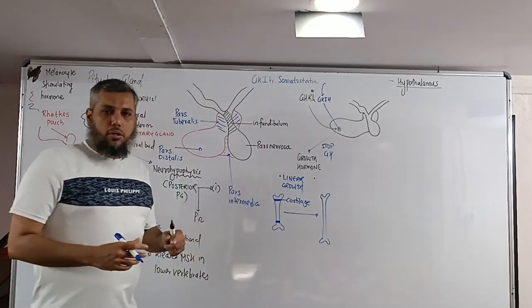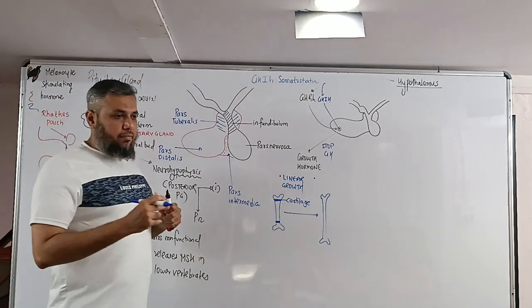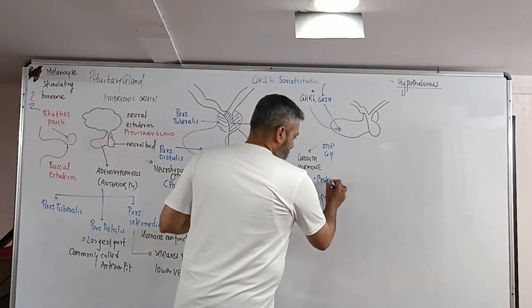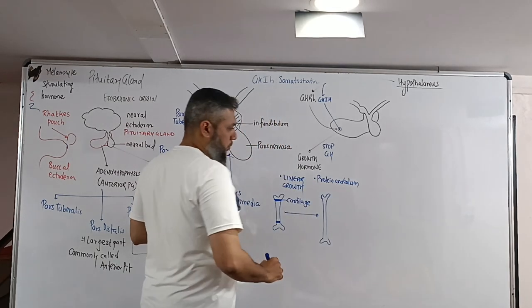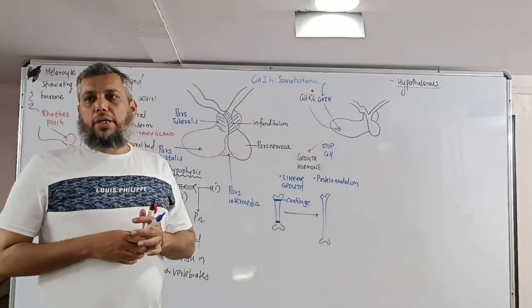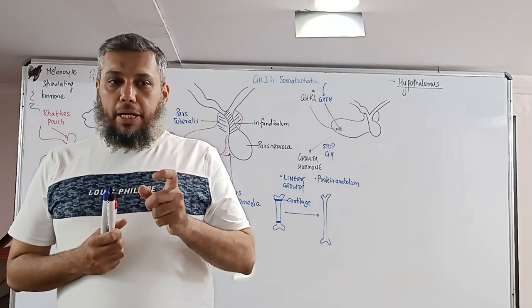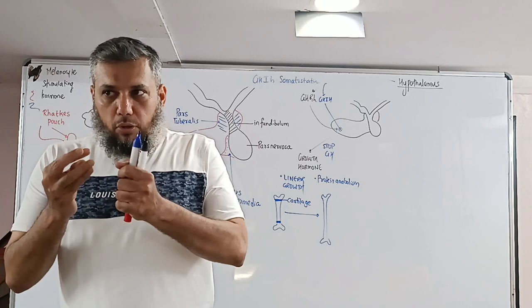Growth hormone also brings about growth of the lean mass, that is muscle development. That is, it has an effect on protein anabolism. Pay attention to this. Protein anabolism means building of protein, not breakdown of protein.